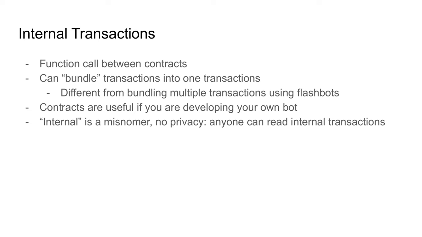The reason I'm mentioning this is because smart contracts are useful if you're developing your own bot. The reason is that you can essentially bundle many transactions into one. Especially in the context of arbitrage, what you do is you actually take out a flash loan to perform the arbitrage. If you didn't take out a flash loan, you'd need to own so many assets to actually move the price, and that's a huge investment for anyone. I'll talk about flash loans later, but contracts essentially allow you to make multiple mini transactions within one transaction.